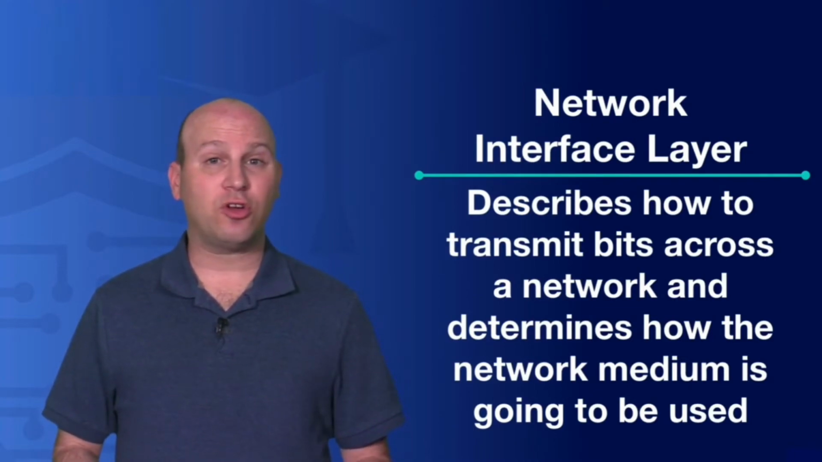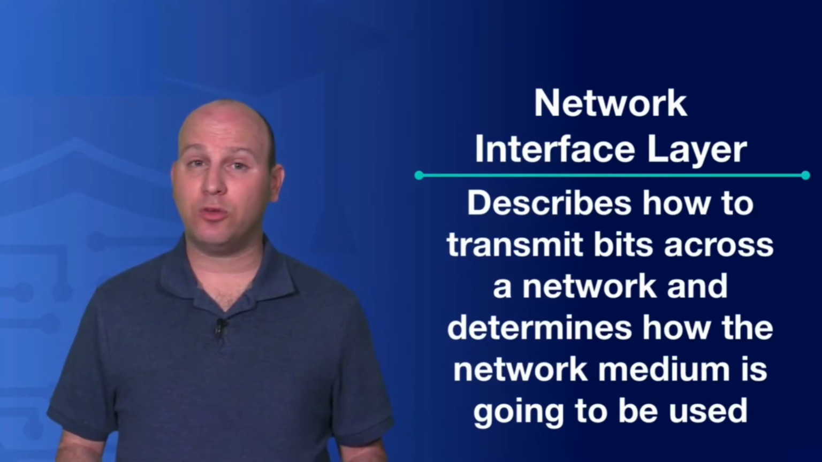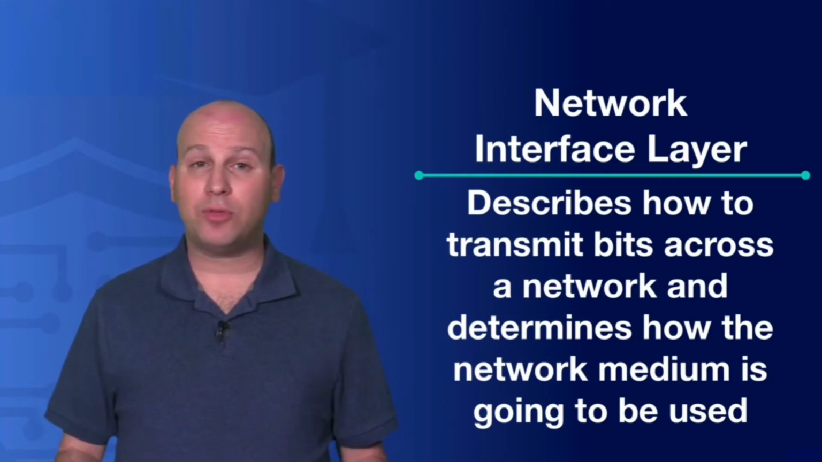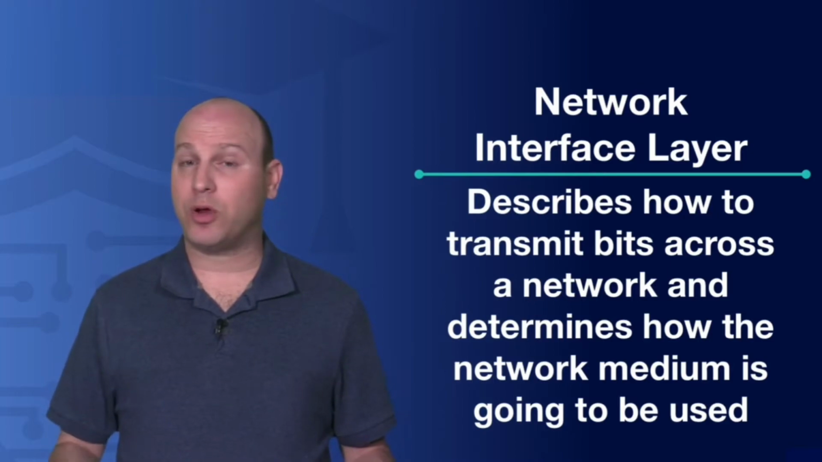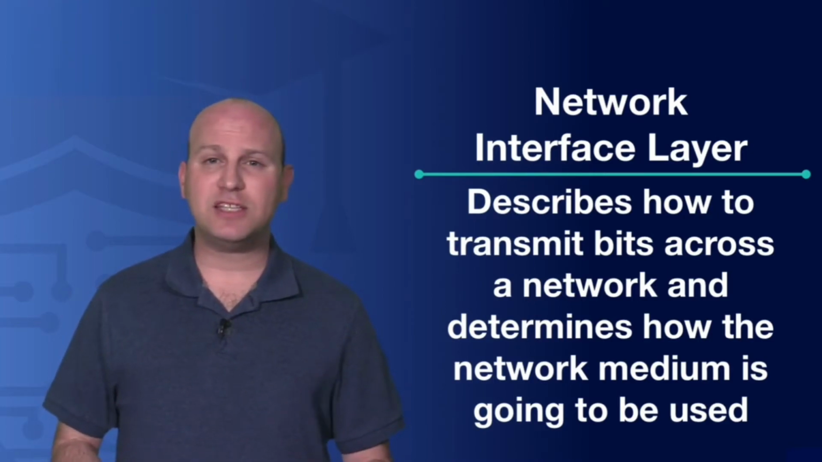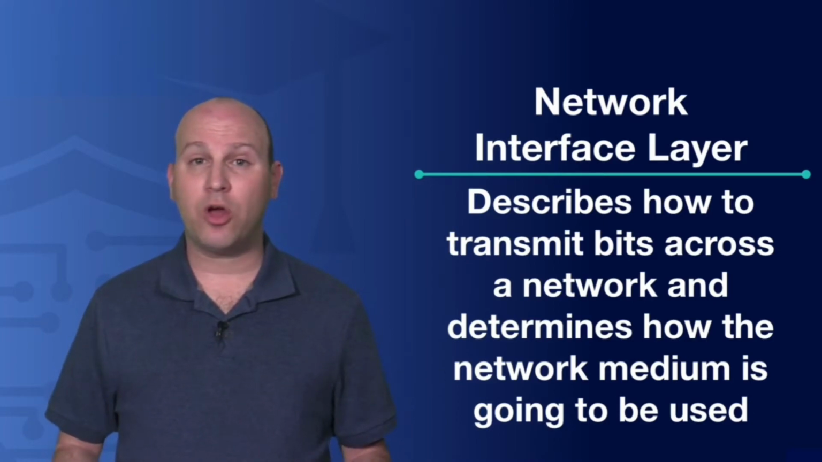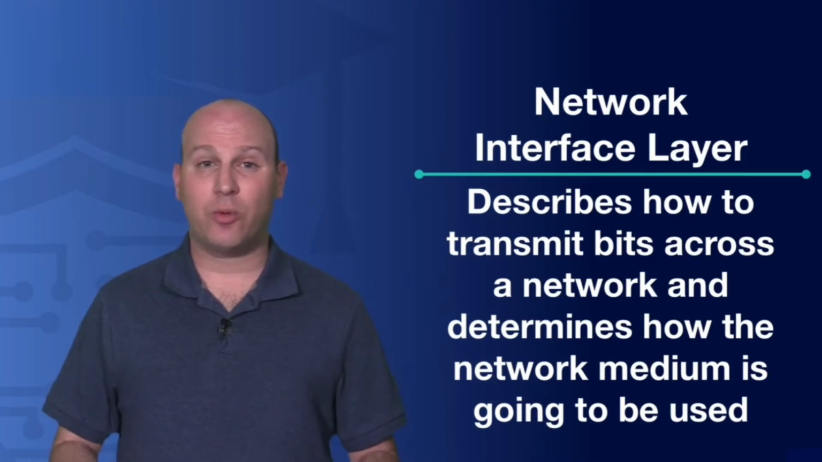It's also going to determine which type of network medium we're going to use. Are we going to be using twisted pair copper cabling, coaxial cable, fiber optic cable? What do we want to use here? Maybe we're going to use wireless. Are we going to run TCP over Ethernet, or are we going to use token ring, serial, or some other type of network? All this gets put together inside our network interface layer.